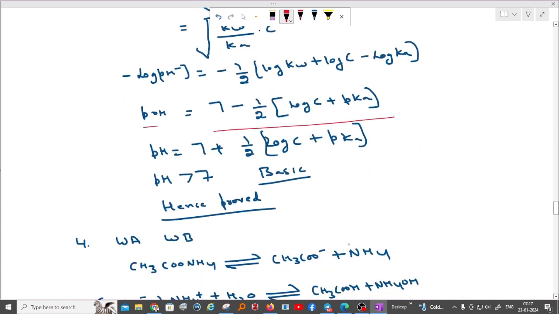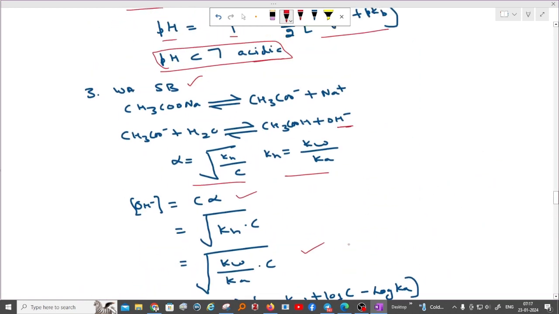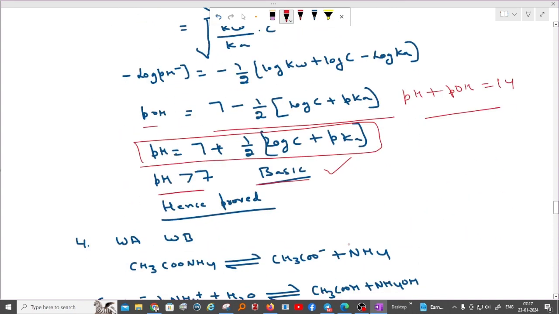Since we know that pH plus pOH is equal to 14, therefore pH equals 7 plus half of log C plus pKa. pH is greater than 7, so the solution will be basic. So hence we have proved that when a salt of weak acid and strong base is dissolved in water, the solution will be basic and pH will be greater than 7.